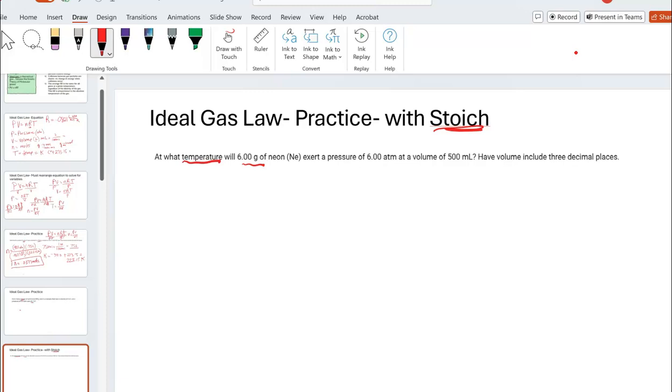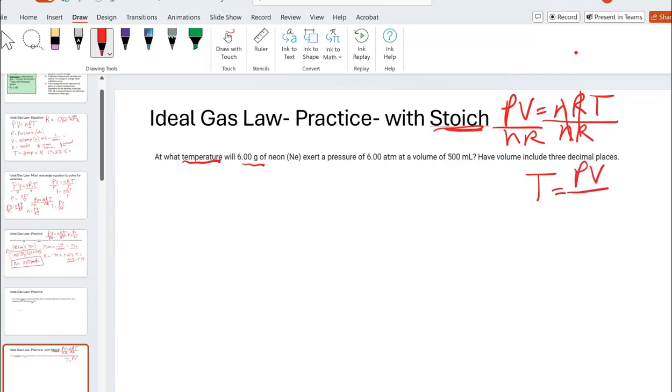So let's start with what we are solving for. We're solving for temperature. So PV is equal to nRT, and we're solving for T. So I'm going to divide by n and R on both sides. My new equation is temperature is equal to PV divided by n times R.